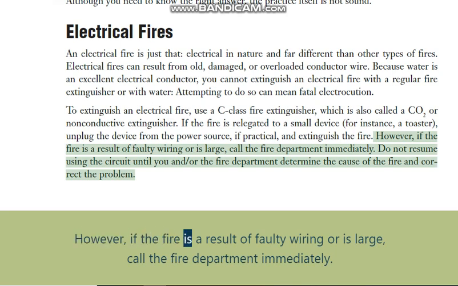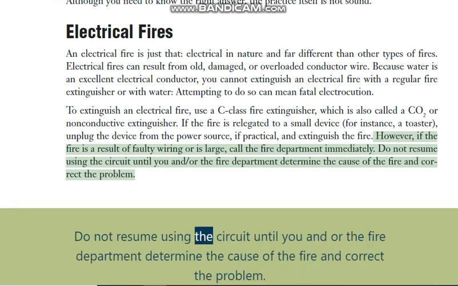However, if the fire is a result of faulty wiring or is large, call the fire department immediately. Do not resume using the circuit until you and/or the fire department determine the cause of the fire and correct the problem.